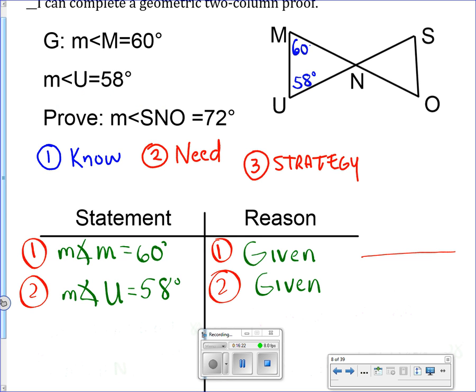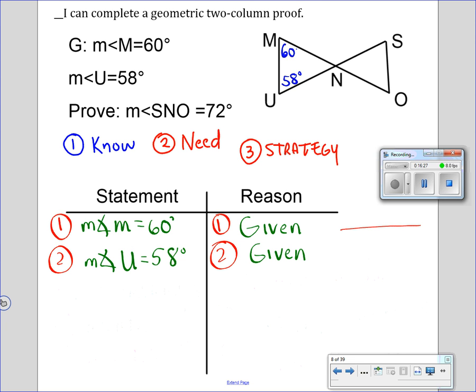All right, now I'm going to resize my picture here so I can get more of the 2-column proof on the screen. All right, line 3.